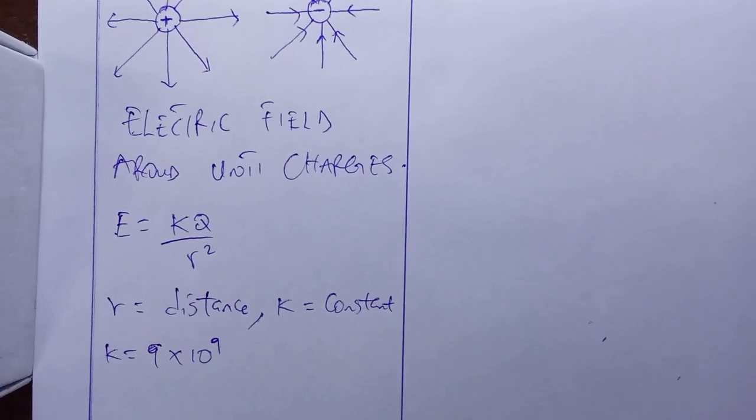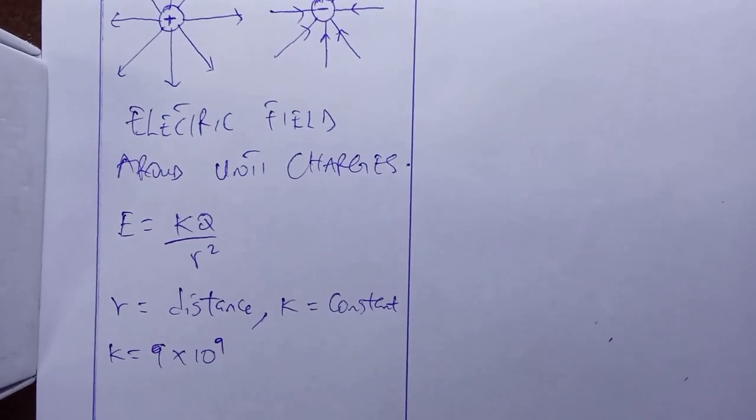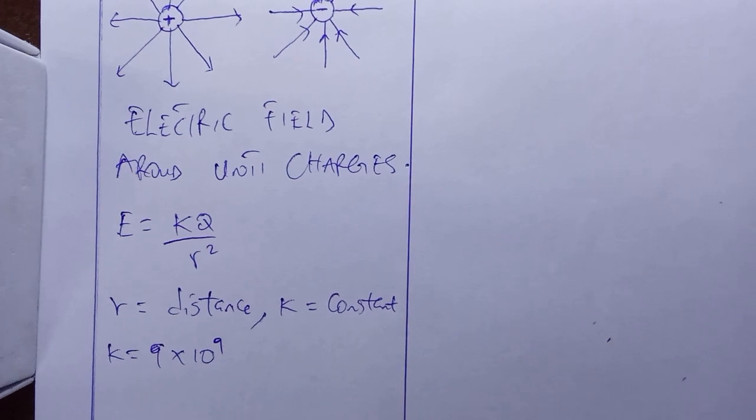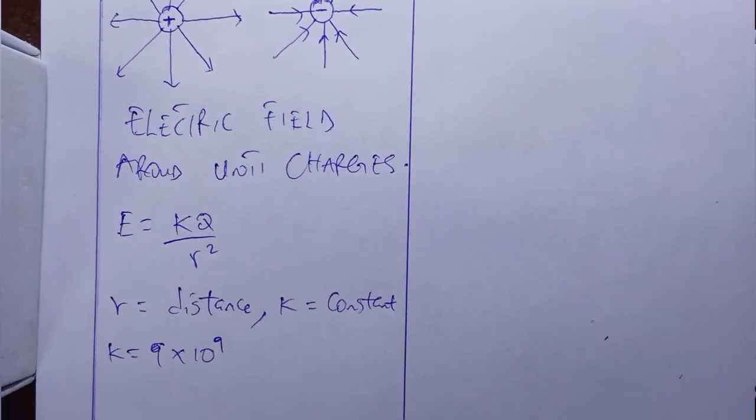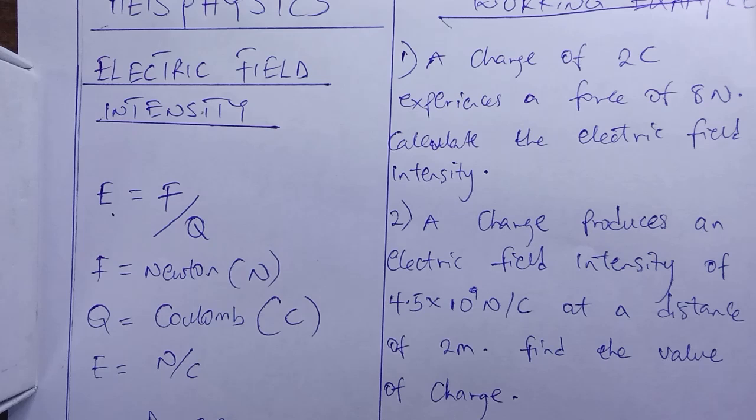Our K is 9 times 10 raised to power 9. Now let's solve a few examples so you can understand this better. Let's get to the examples. Okay, so we have two examples.